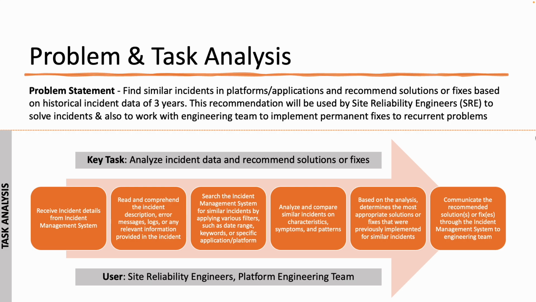Now let's look into the flow of the task. The site reliability engineer will receive incident details from the incident management system. They will read and comprehend the incident description, which will include the error messages and logs. They will search the incident management system for similar incidents by applying filters, that is date range, keywords, etc. They will analyze and compare similar incidents. Based on the analysis, determine the appropriate solution or fixes which were previously implemented, and then communicate the recommendations to the engineering team.